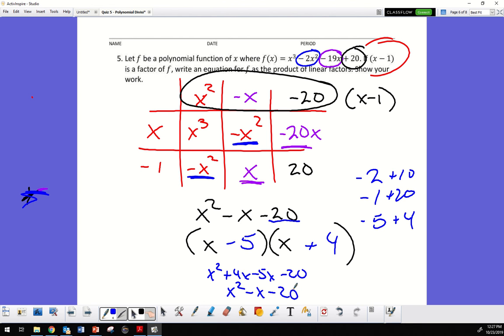And then if I were to try and get that very first thing right there, I would also multiply by my x minus 1. So my three answers I'm going to have here are my linear factors, which are x minus 5, x plus 4, and x minus 1. That is linear factors. So by linear, it means it's x to the first degree right there.